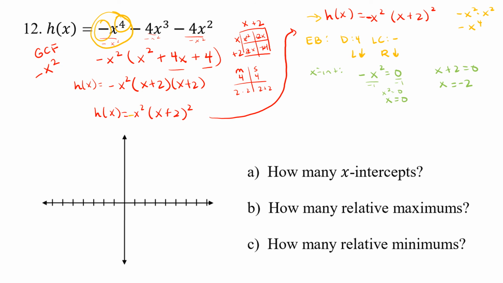Determine if we pass through or bounce for these x-intercepts. If you look at both of them, they have this exponent of 2 telling us that they both have a multiplicity of 2. Even multiplicity means that we're bouncing at both of those x-intercepts. So we have an x-intercept at 0 and at negative 2 that are both bouncing because they have that even multiplicity, or they were represented twice when it was in its factored form. Right? That's what an even multiplicity is. You see x plus 2 twice.